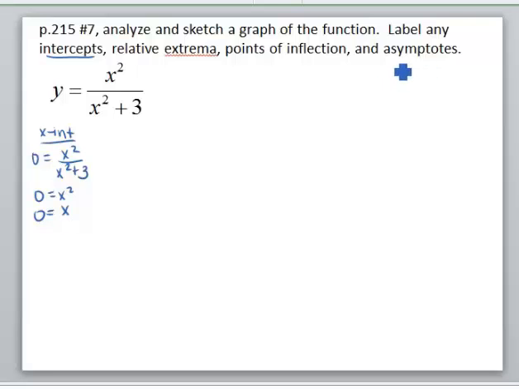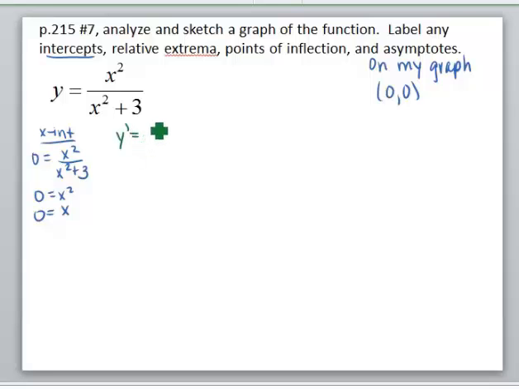So one of the things on my graph, and I'll just make a list here, this would be important points. (0, 0) is an important point. It's an intercept. The next thing we're going to find is relative extrema, and we know that those occur at the first derivative. So we do need to find that first derivative, so I'll start to do that right here.